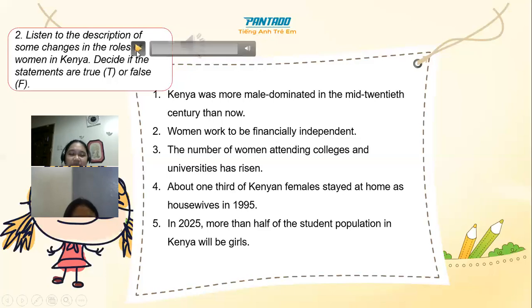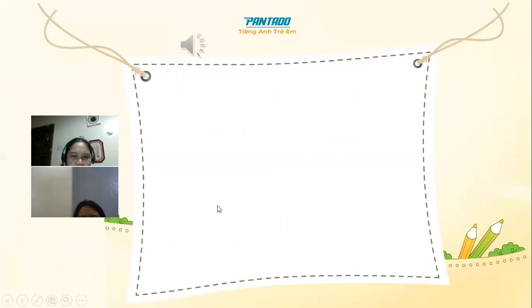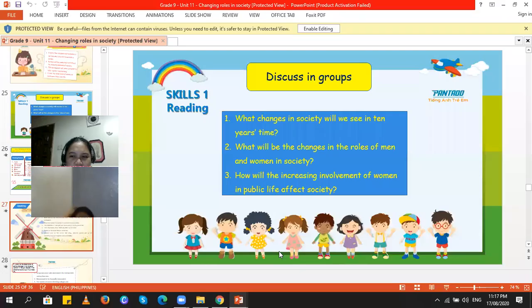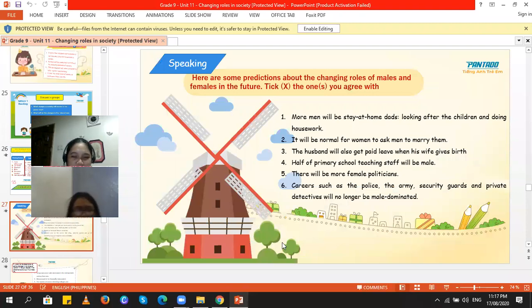Okay. It's too fast. It's not really fast in my connection. I think it's because of your internet. Can you try to go out of Zoom and then come back again? Okay.